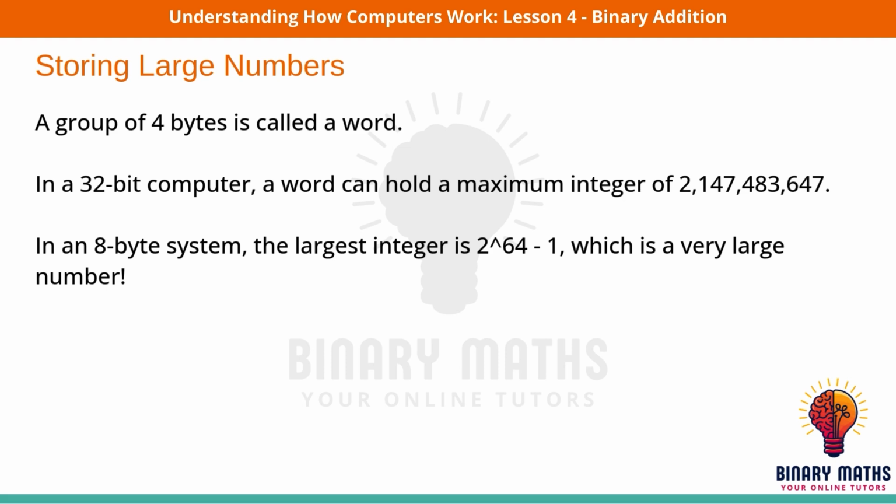Lastly, let's talk about storing large numbers. A group of 4 bytes is called a word. In a 32-bit computer, a word can hold a maximum integer of 2,147,483,647. So in an 8-byte system, the largest integer is 2 to the power of 64 minus 1, which is a very, very large number.